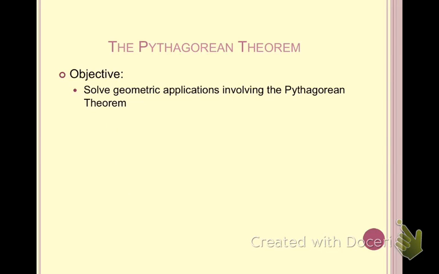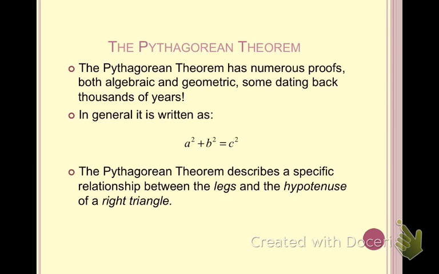The Pythagorean theorem involves geometric applications, and the proofs can be both algebraic and geometric, and some date back thousands of years. And the theorem itself says that a squared plus b squared equals c squared. Now, the a, the b, and the c describe a very specific relationship between the legs and the hypotenuse of a right triangle. And a right triangle refers to a triangle that has a 90-degree angle.